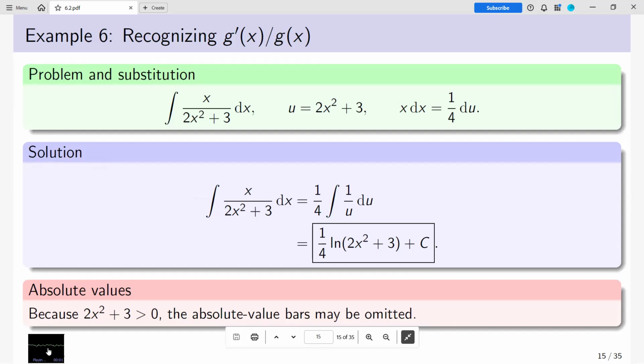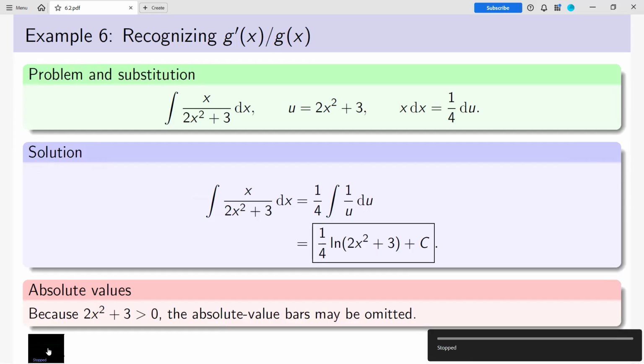The derivative of the denominator is 4x, so the numerator differs only by a constant factor. The inside expression is always positive, allowing us to omit absolute values. Positivity has privileges, even in calculus.